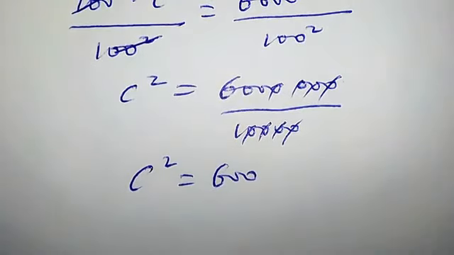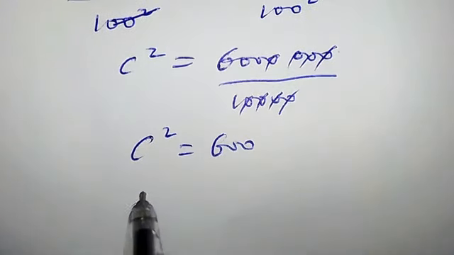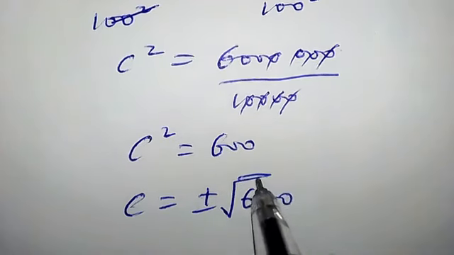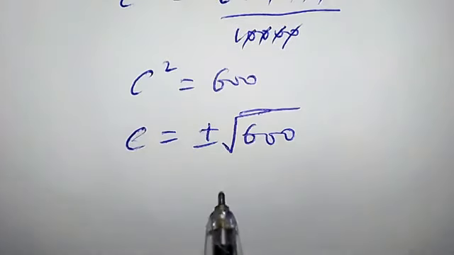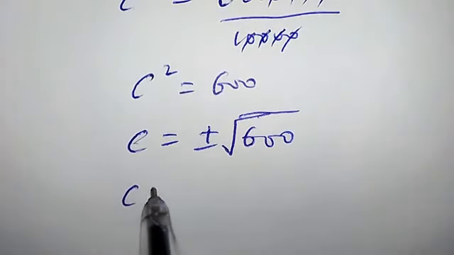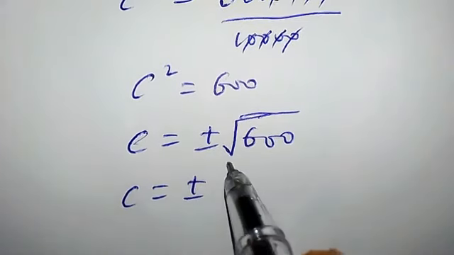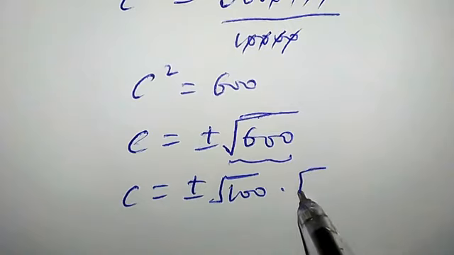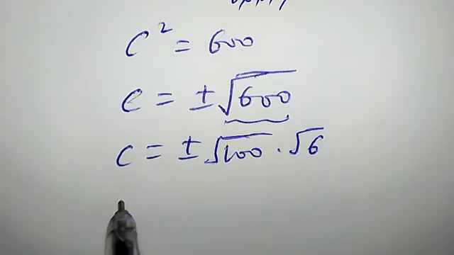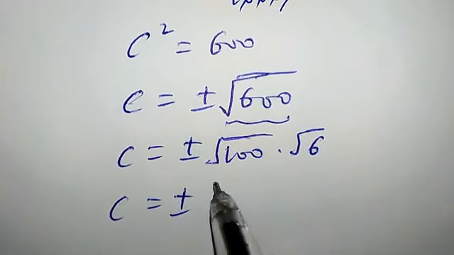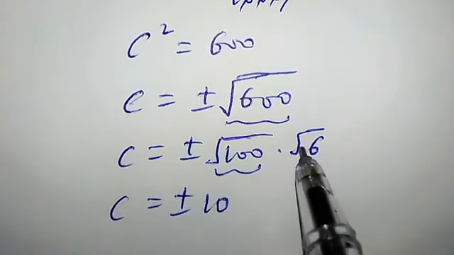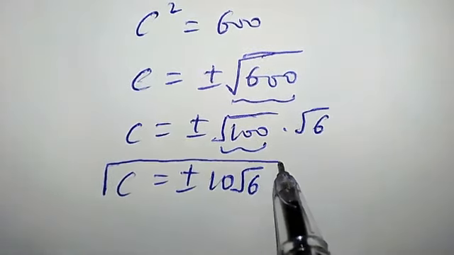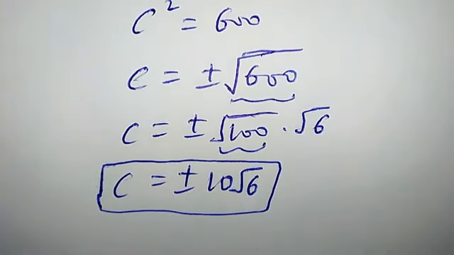Let's take the square root of both sides. Doing that, we're going to have c equals plus or minus square root of 600. We can simplify this right hand side further. The square root of 600 is the same thing as square root of 100 times square root of 6. So c equals plus or minus, what is square root of 100? That is 10 times square root of 6. This is the first solution, the value of c.